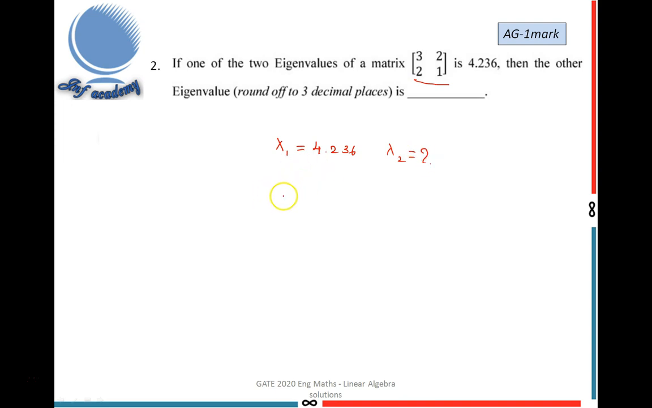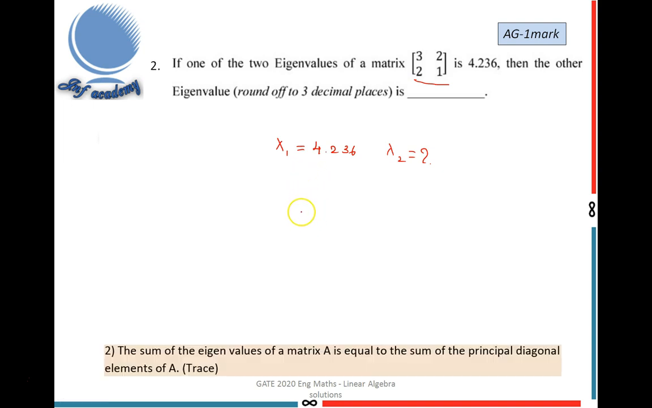Here I use one property, that is the sum of the eigenvalues of A is equal to the sum of the principal diagonal elements of that matrix A. That property is blinking at the bottom of this slide. So the sum of the eigenvalues is equal to the sum of the principal diagonal elements. Here the principal diagonal elements are 3 and 1. So 3 plus 1. You know 4.236, one of the eigenvalues.